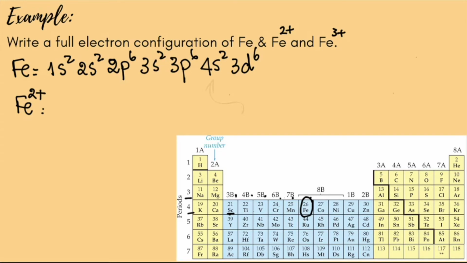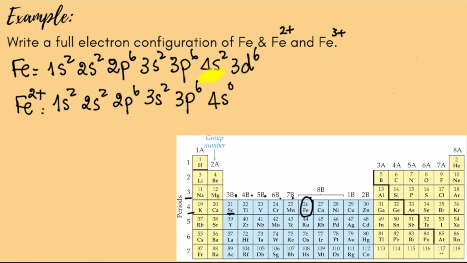So we have to remove it from these 2 electrons first. So right now we would have 1s2, 2s2, 2p6, 3s2, 3p6. You can write 4s0, or you don't need to, and then 3d6. Normally you don't need to write 4s0, but I wanted to show you that.